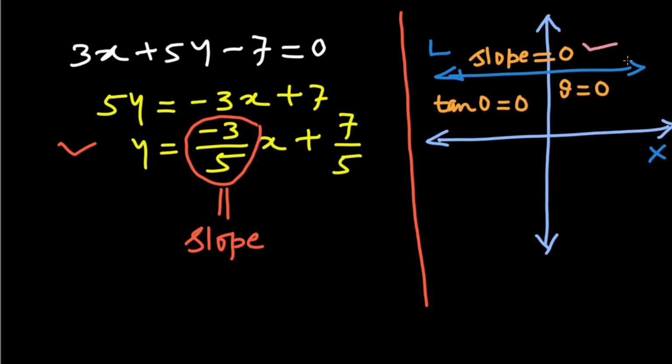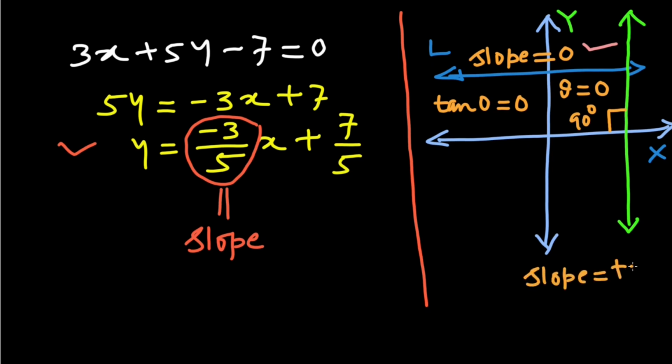What about a line which is vertical and parallel to y-axis? When the line is parallel to y-axis, its inclination is 90 degrees. So its slope will be tan 90 degrees, which is undefined. So slope of a vertical line is undefined.